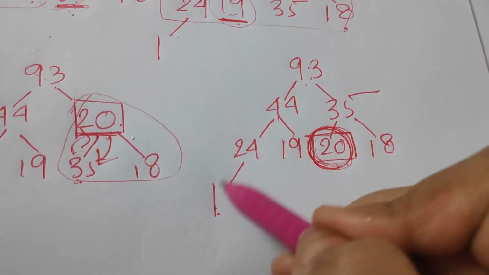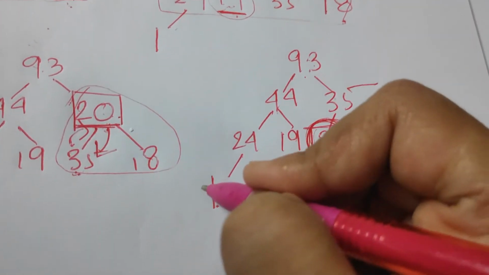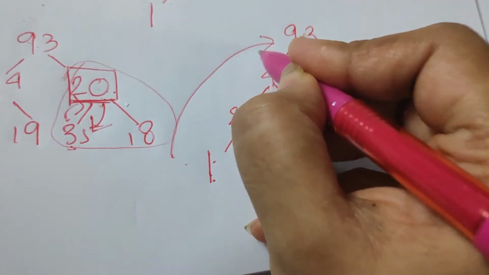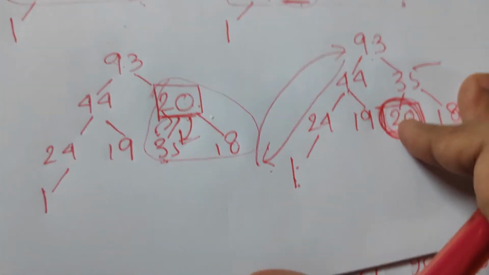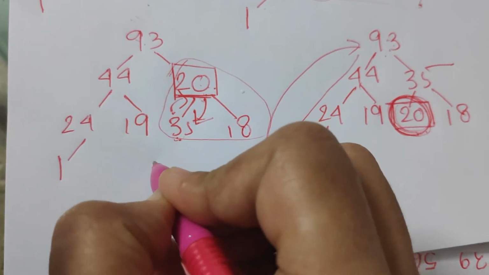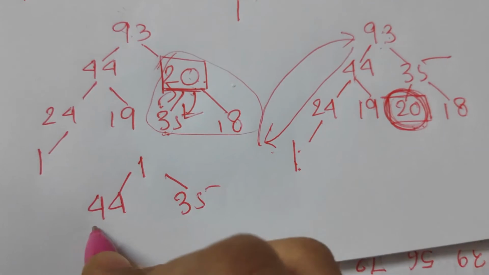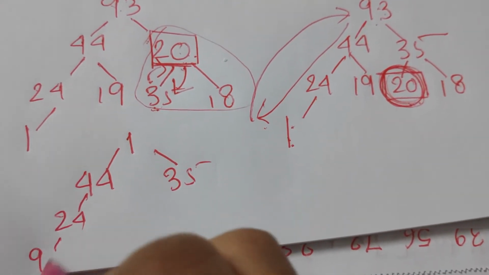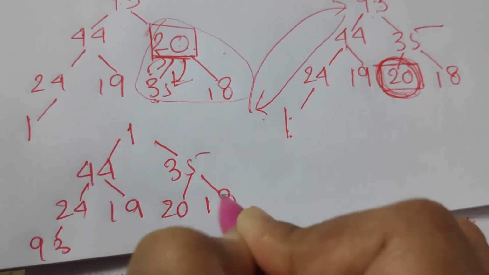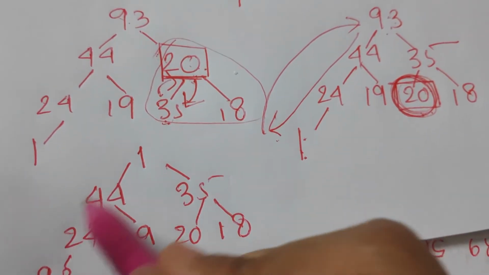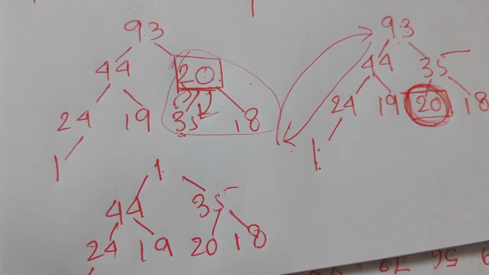So we will replace this 1 over here with 93. So we will swap the 1 with 93. So we will have a tree which would look like this. The tree would look like this. 1 would go up and 93 will come down and become a leaf node, right?